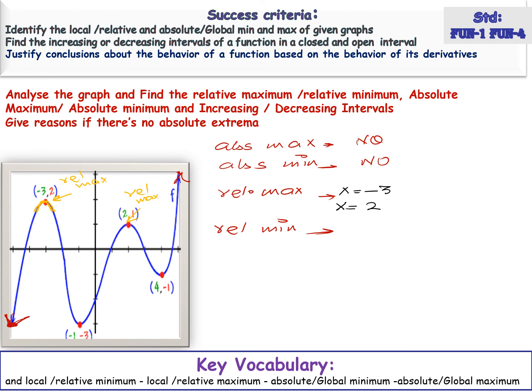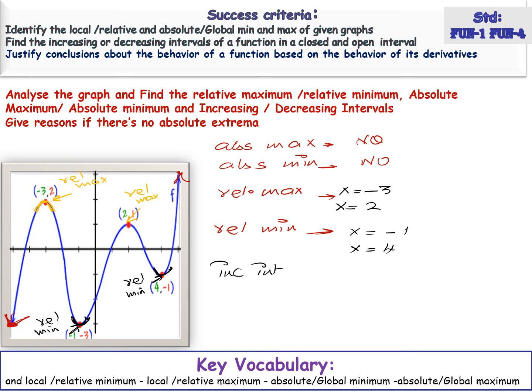Now where is the relative minimum? Over here there is a relative minimum, because this is the lowest point of the turning, and similarly this is the relative minimum. So here is the relative minimum, and over here is the relative minimum. So you can write the x values only. So x equals -1 and x equals 4.